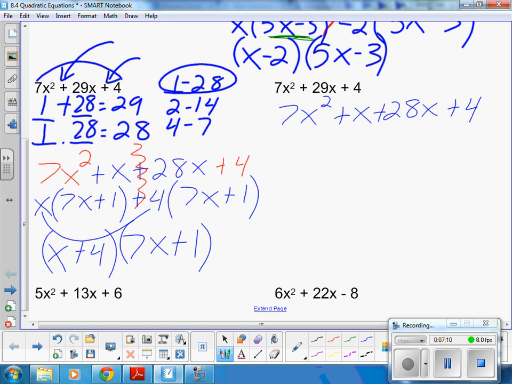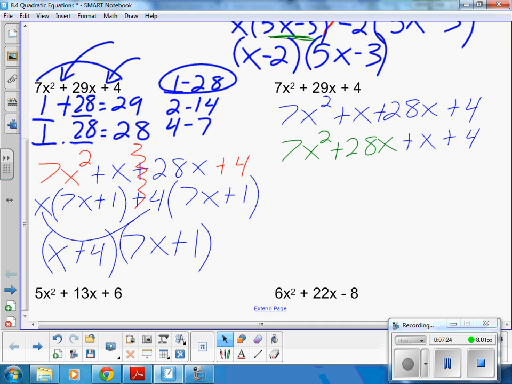Some of you were thinking, well, can I go 7x squared plus 28x plus x plus 4? What have I done? I have rearranged those two middle terms. Well, yeah, you can, if that's the way you want to do it. This would then be 7x.